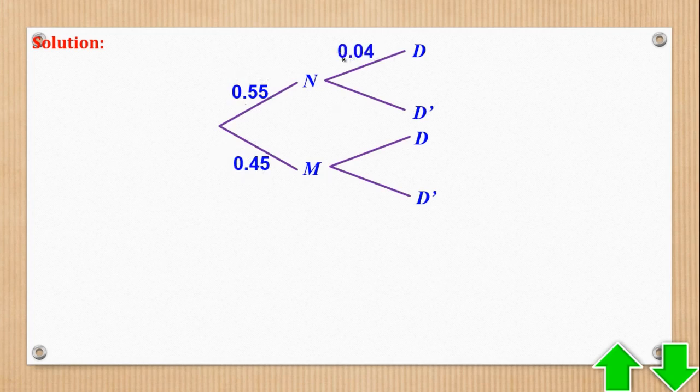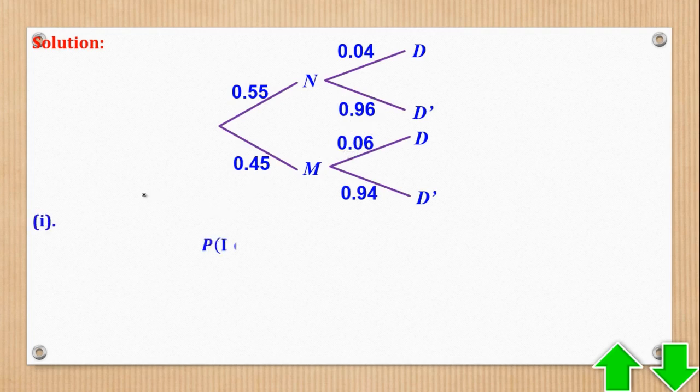Then defective for Nokia was 4%, which is 0.04, and the complement will be 1 minus 0.04, which will be 0.96. Then defective for Motorola was 6%, which is 0.06, and the complement will be 1 minus 0.06 to give you 0.94.